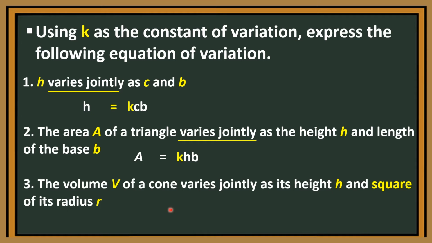Number 3, the volume V of a cone varies jointly as its height h and square of its radius r. Varies jointly, that is the keywords. Equation, V is equal to k times h times r squared, wherein k is the constant.